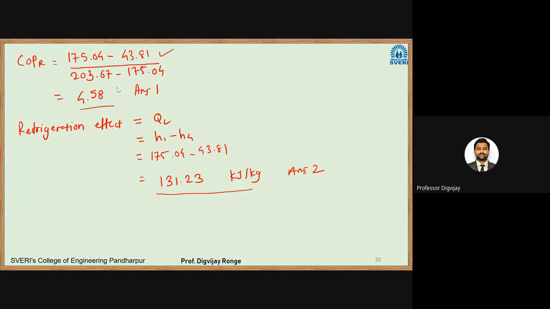Okay, so if they had given the mass flow rate of the refrigerant in this case, I could have multiplied by it, then I would get the capacity in terms of kilowatt.